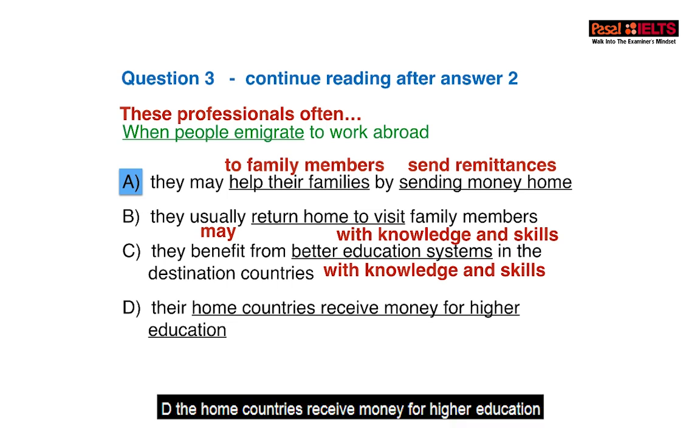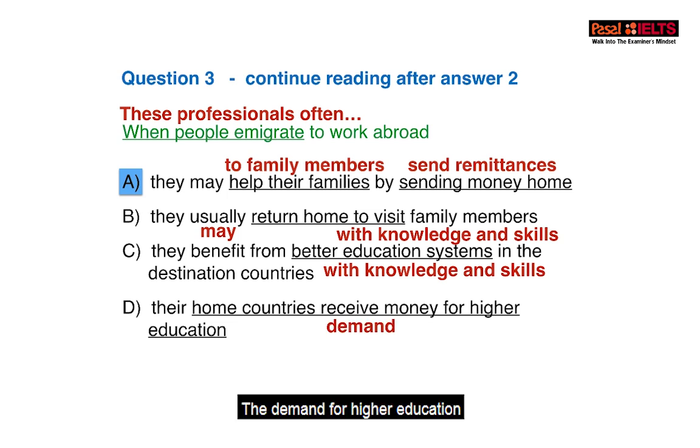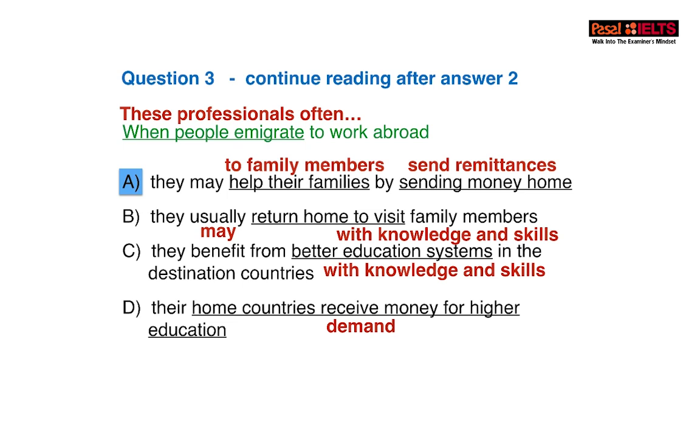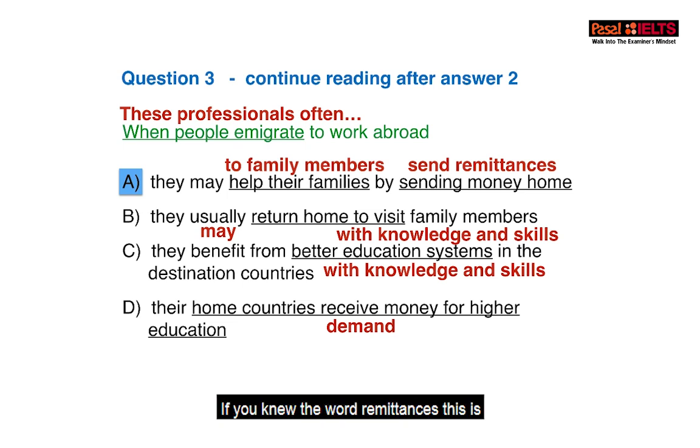And D, their home countries receive money for higher education. Higher education was mentioned, but it said the demand for higher education could increase, not about receiving money for higher education. A is definitely the right choice. If you knew the word remittances, this is easy.